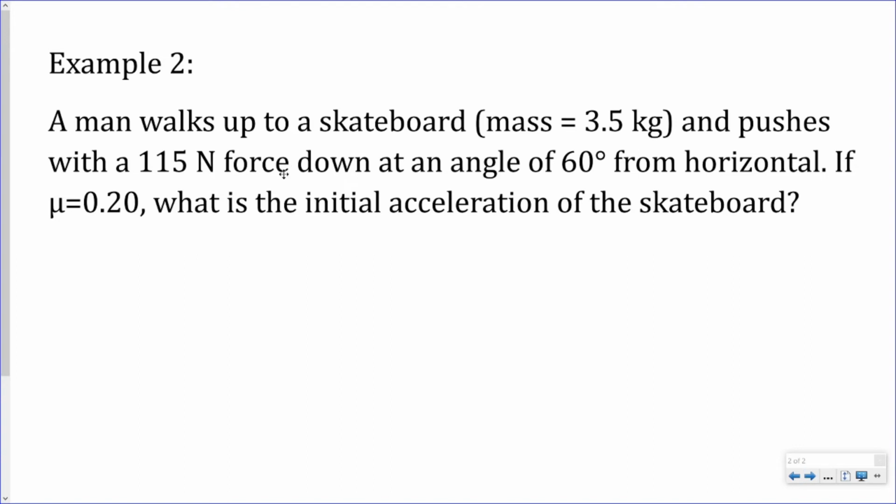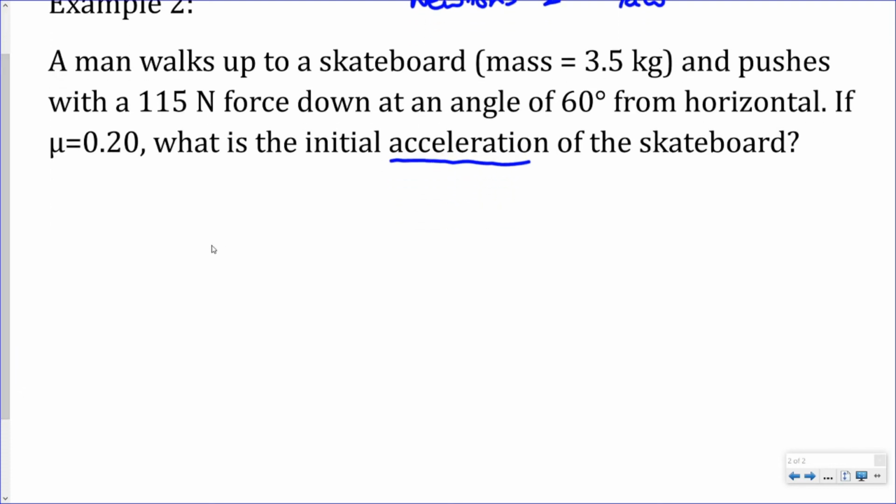So example 1 was using Newton's first law where all the forces were balanced. Example number 2: a man walks up to a skateboard which has a mass of 3.5 kilograms and pushes with a 115 Newton force down at an angle of 60 degrees from horizontal. If mu equals 0.20, what is the initial acceleration of the skateboard? Here's a clue. Acceleration. If we're talking about acceleration, we don't have balanced forces, so we're looking at Newton's second law here. So I'm going to even write that up here. Newton's second law. So I know I've gone out of order. I should have drawn my diagram first, but I noticed that, so let's go with that.